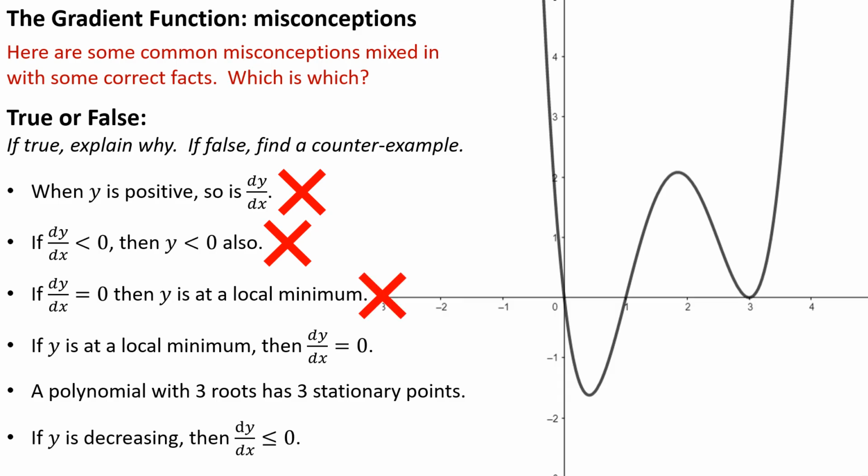This is false. We've got a classic counterexample here. At roughly x equals 2, we see dy by dx is 0. We've got a horizontal tangent at that stationary point, and yet that particular stationary point is not a local minimum, it's a local maximum. However, the converse of this statement is true. So if you're at a local minimum, then because that's an example of a stationary point, it's a point where the gradient is 0.